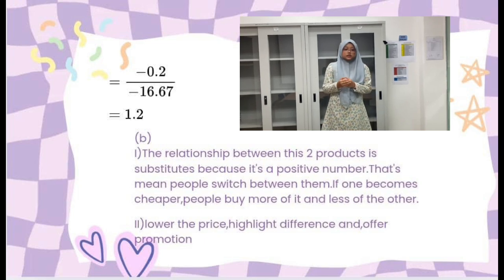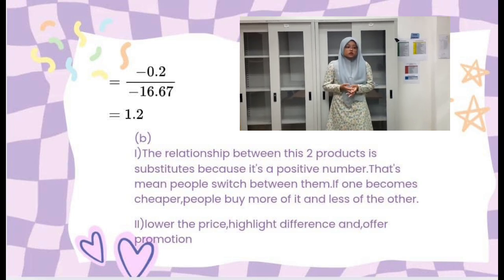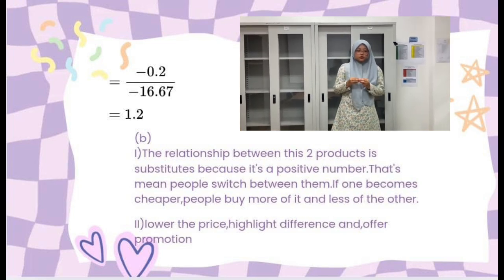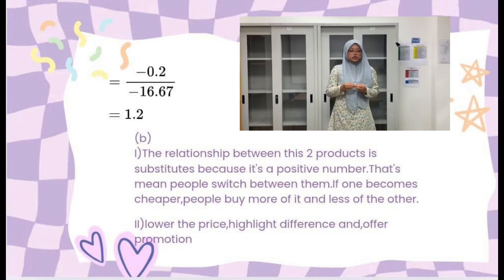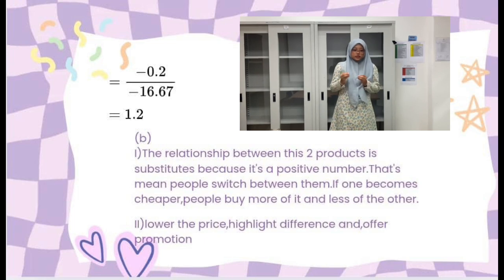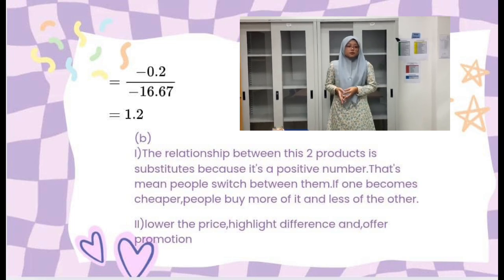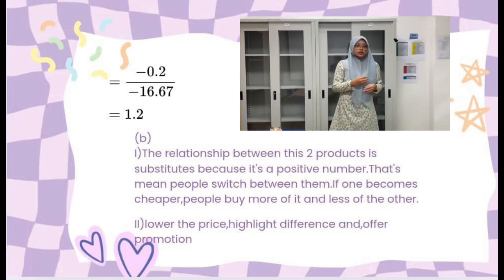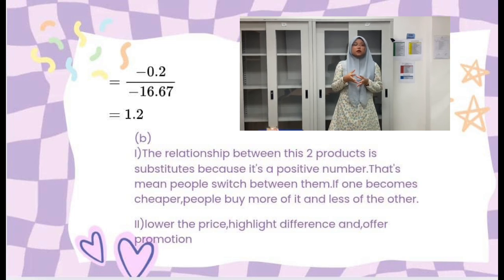What is the relationship between the two products? The relationship between these two products is substitute, because it's a positive number. That means people switch between them. If one becomes cheaper, people buy more of it and less of the other. So basically, they compete with each other.